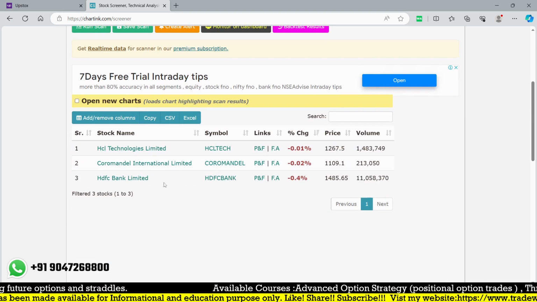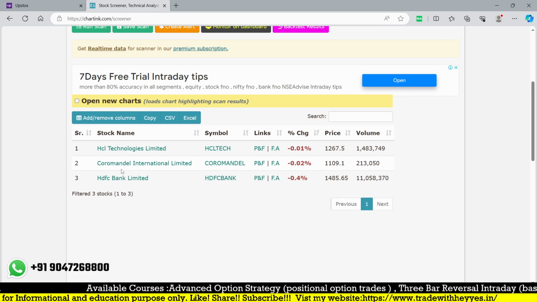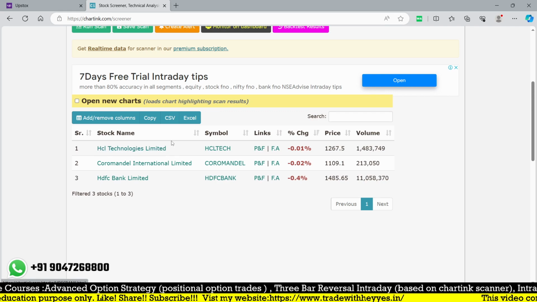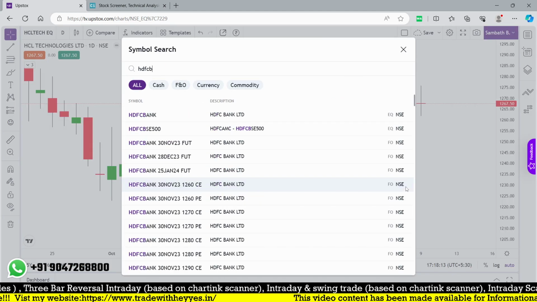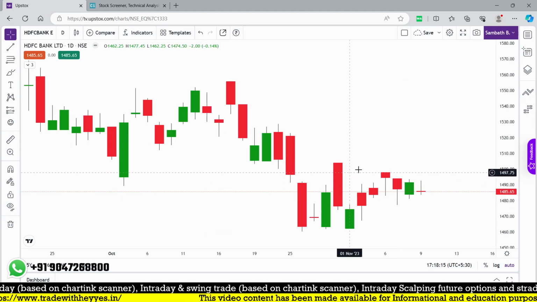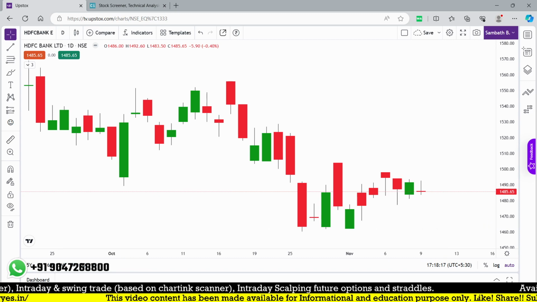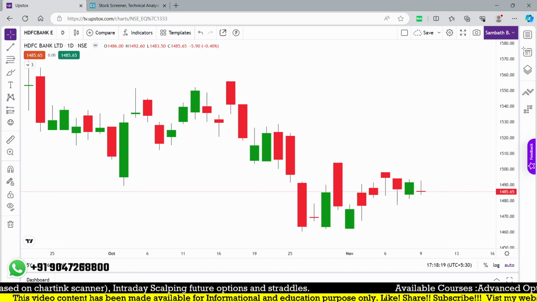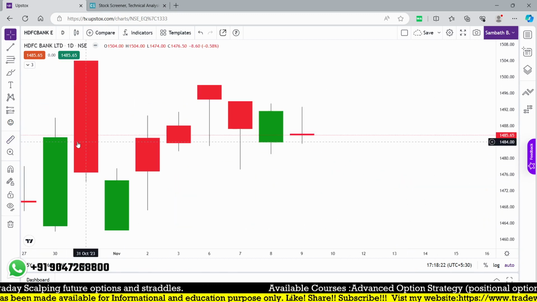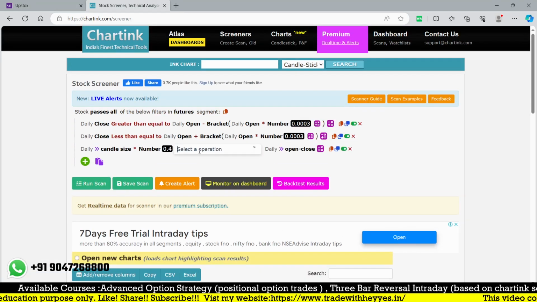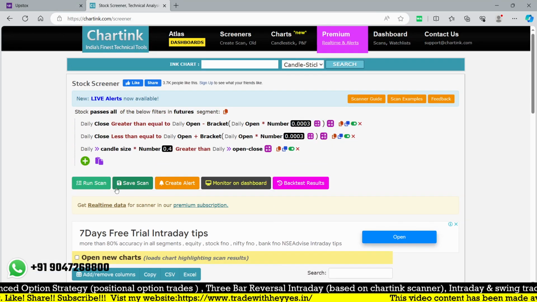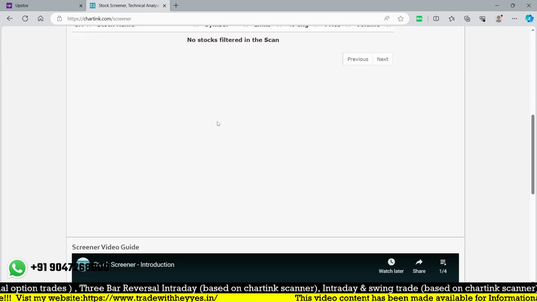If you do that, I will find HDFC, Coromandel, and PNB will not be there. What is happening here? HDFC Bank. Let me go to HDFC Bank. Look at this higher wick and the lower wick. If you understood, the lower wick is slightly higher compared to the higher wick. So if I use greater than, where the candle size must be greater than, we may not get any stocks.